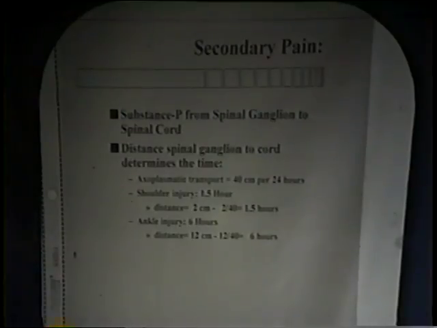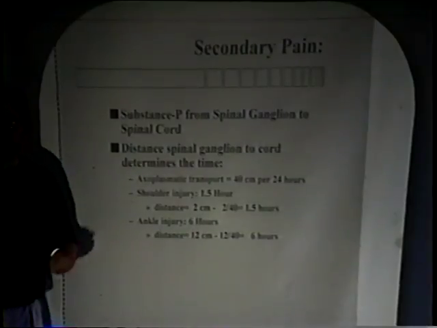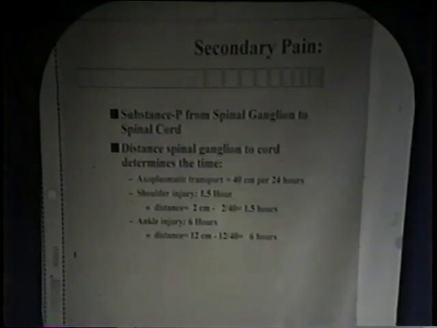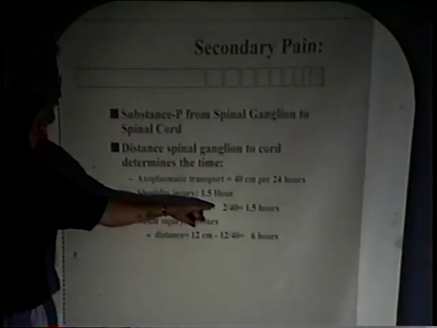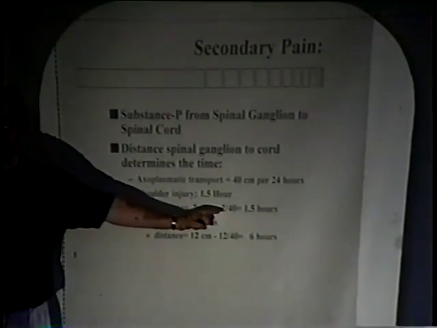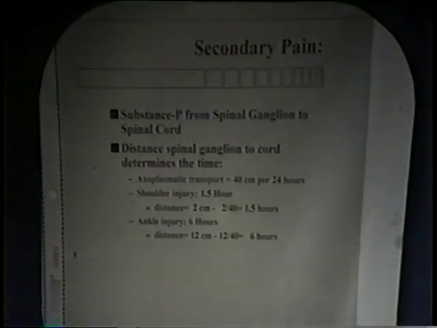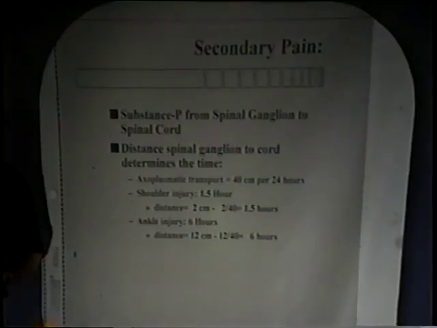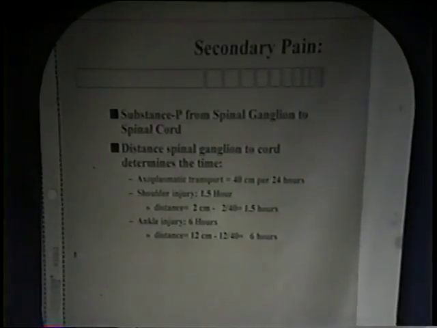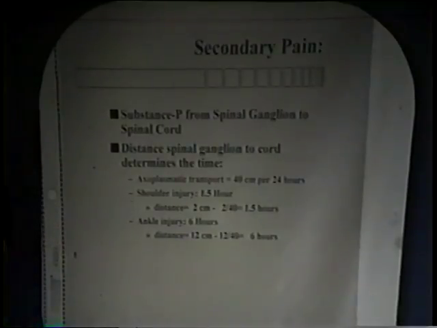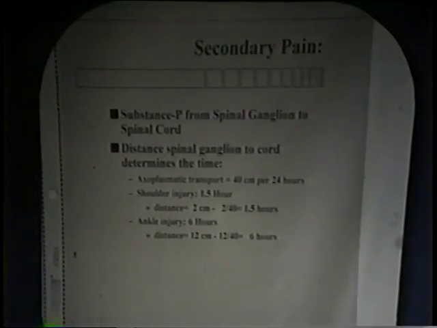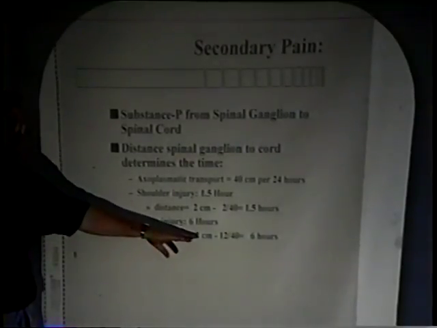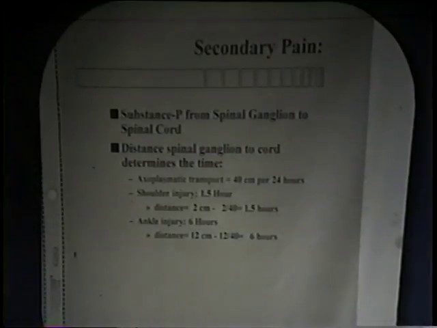So a shoulder injury, the distance is 2 centimeters, because the spinal ganglion is awfully close to the spinal cord, of course. 2 divided by 40 is 1.5 hours. So 1.5 hours later, you will have your second pain. Ankle injury is 6 hours. Why is it 6 hours? Because the distance of the spinal ganglion to the cord, because the cord does not go lower than L2, will take longer. So what we have is a distance of 12 centimeters. 12 divided by 40 is 6 hours.